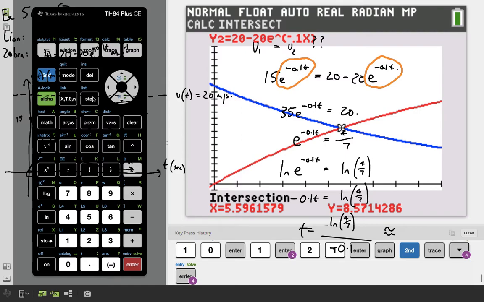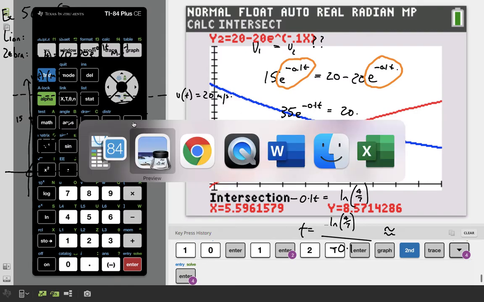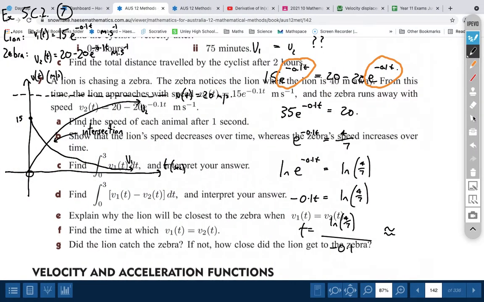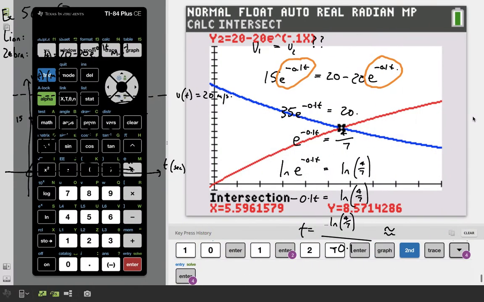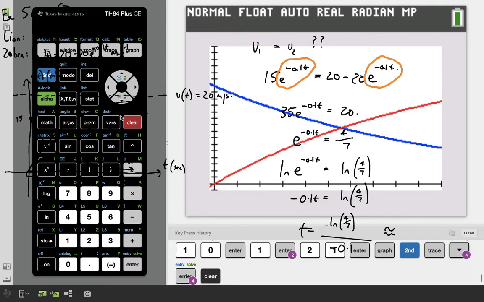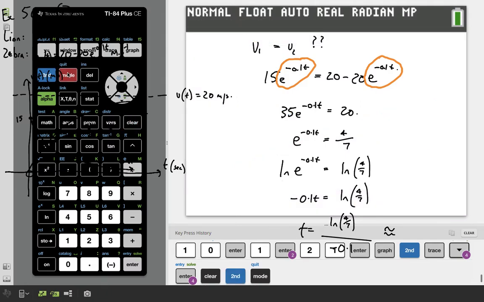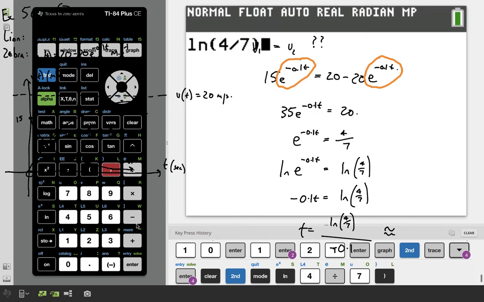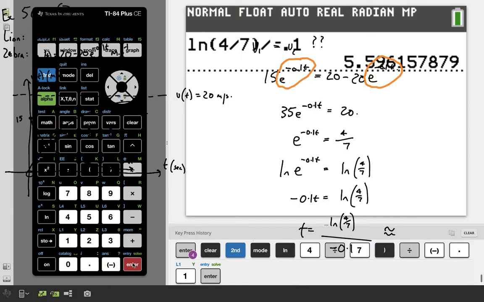Calculator, clear. No, it's not going to work. I need my pointer back. And if I type it in here, will you see it? So it was log 4 divided by 7. Might have to clear the screen, but you might be able to, divide by minus 0.1. We should be getting 5.6. Yeah, you can kind of see, that's good enough, isn't it?